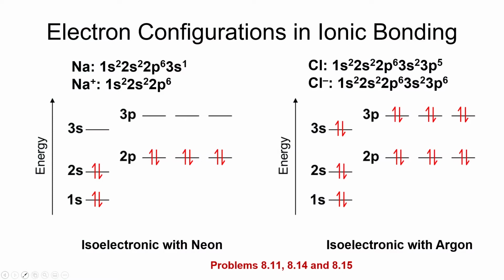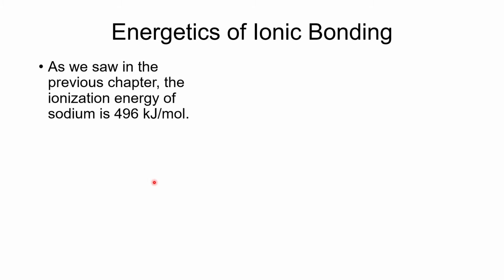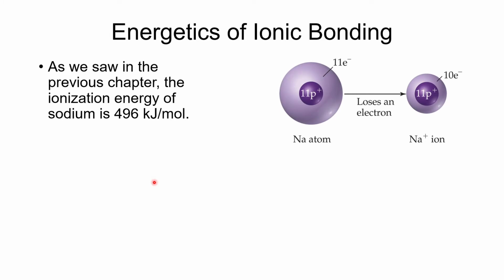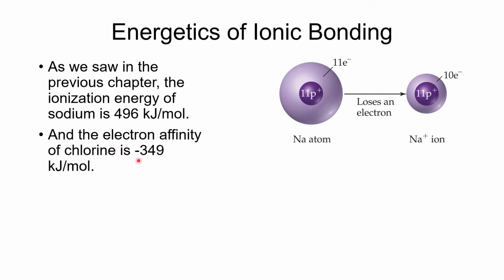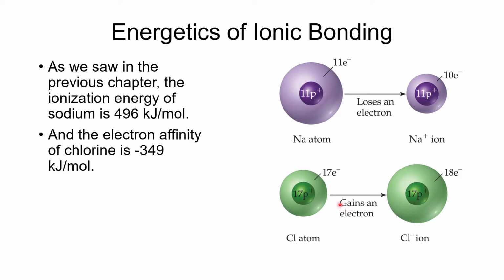Okay, so now we want to look at the energetics of ionic bonding. As we saw in the previous chapter, chapter 7, the ionization energy of sodium is 496 kilojoules per mole. That's how much energy it takes to remove 1 electron from 1 mole of gas phase atoms to form gas phase ions. And then the electron affinity of chlorine is negative 349 kilojoules per mole. And so that one is how much energy we get when we add that 1 electron to the chlorine to give chloride ions. Again, all gas phase.